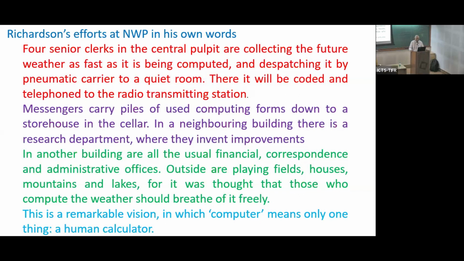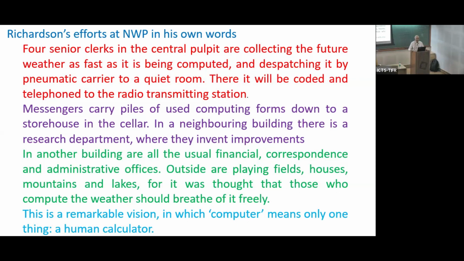4 senior clerks in the central pulpit are collecting the future weather as fast as it is being computed and dispatching it to the carrier to a quiet room, from which it will be coded and telephoned to the radio transmitting station, so that the public at large will get to know the state of the weather at a later time. Messengers carry piles of used computing forms down to a storehouse in the cellar. In a neighboring building, there is a research department.